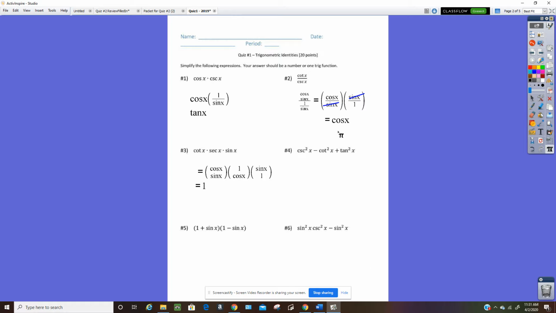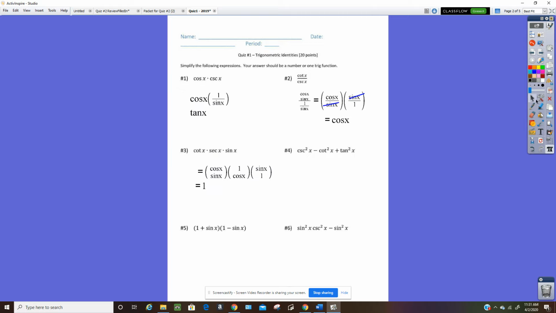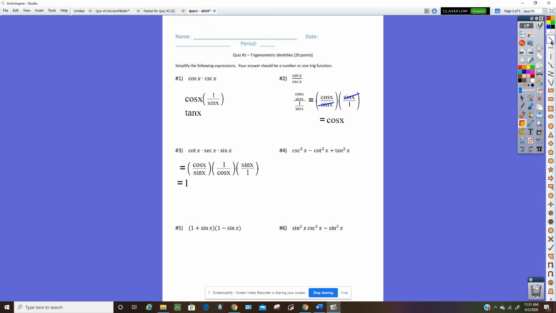Okay, so let me get this pointer here. And I don't know why this happens, but when I type in the equation editor, sometimes you don't see this fraction bar. It goes away, but go ahead and cancel these here. So I cancel the sine x, cancel the cosine x, and I end up with 1 there.